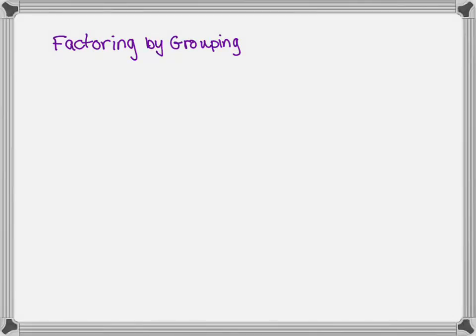We're going to look at some more factoring by grouping. So we've looked at factoring by grouping with quadratics, but we're going to look at it with some higher order polynomials now. For example, x to the fourth minus 2x cubed plus 8x minus 16.